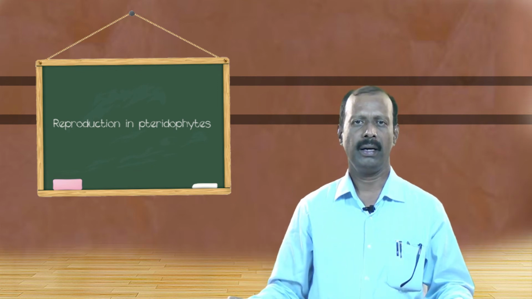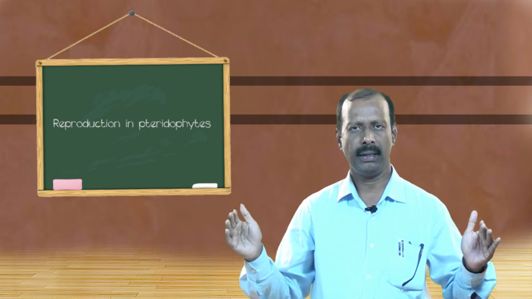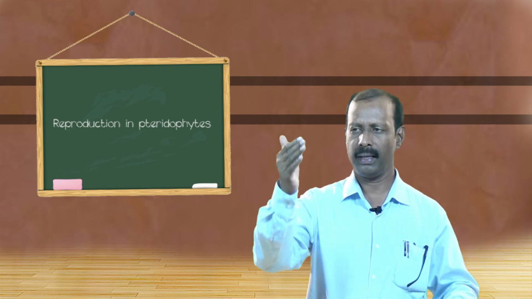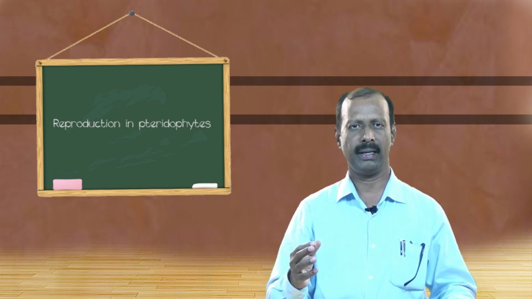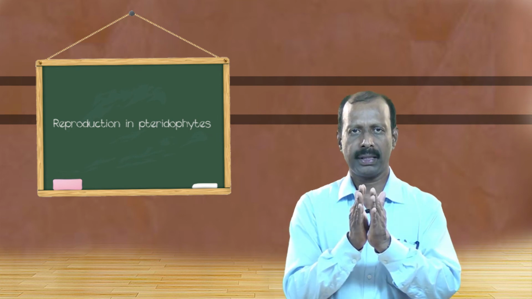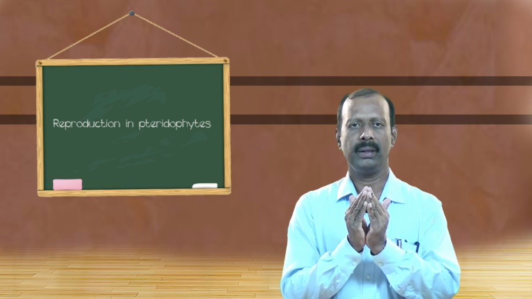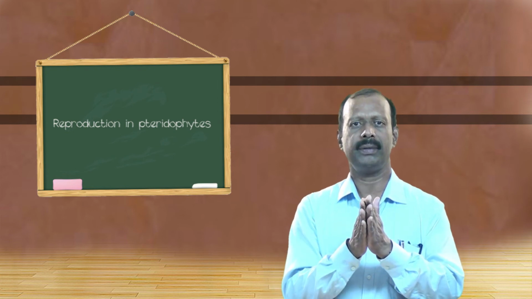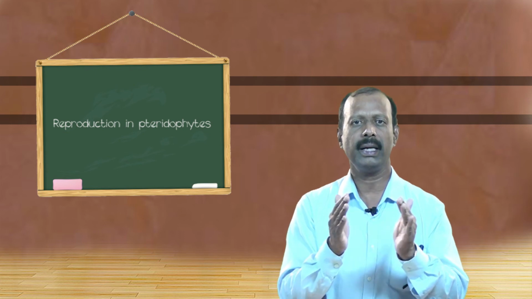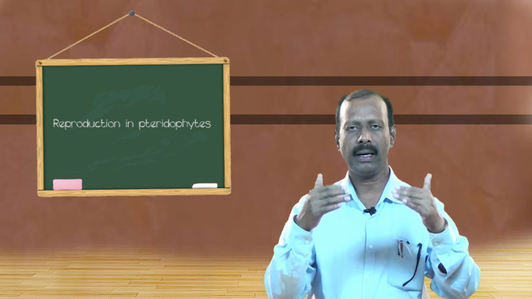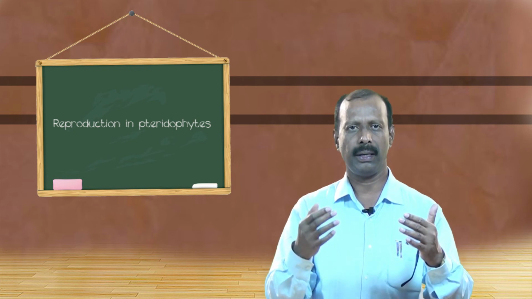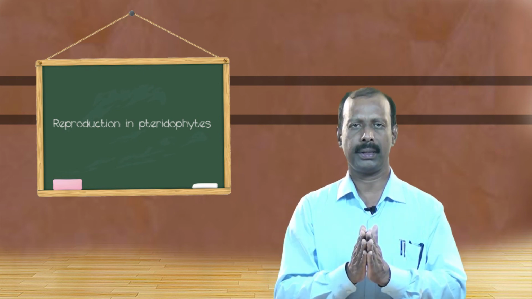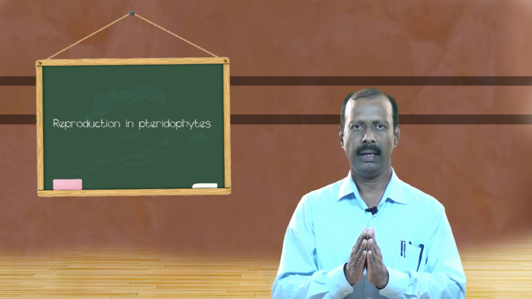At the time of fertilization, the antherozoids are carried along a thin film of water and reach the vicinity of the egg. The male and female gametes combine together to form the zygote. The process of fusion of the male and female gametes is called syngamy, and gradually the zygote develops into a sporophyte.